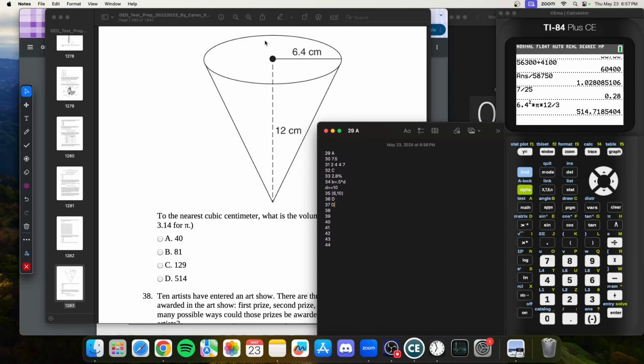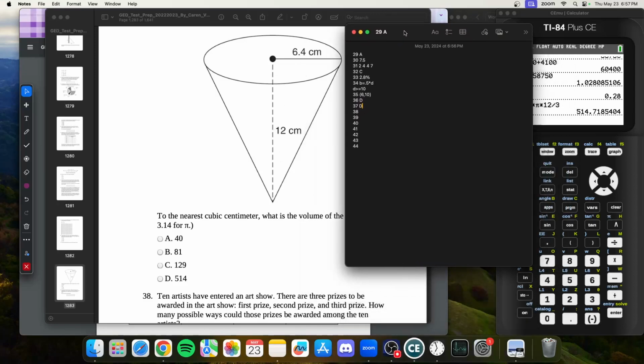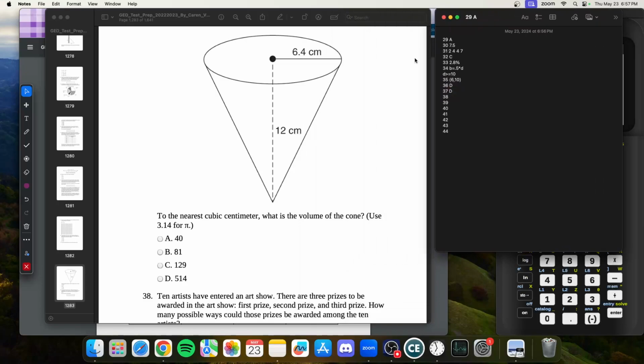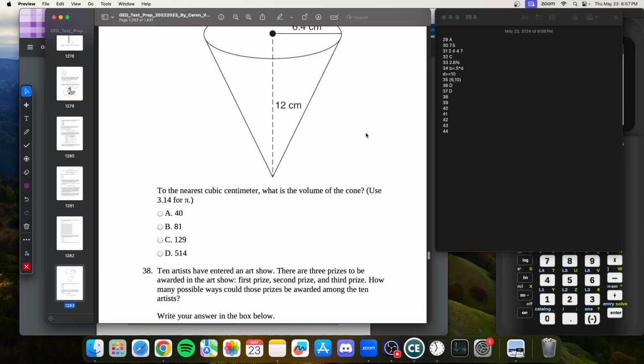Yeah, so pi r squared is the circle, and then you multiply that by the height, but you divide by 3. So actually, the volume of a cone is exactly 1/3 the volume of a cylinder, which I think is neat.